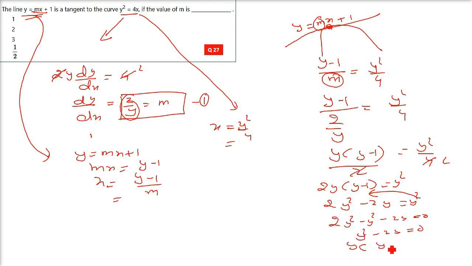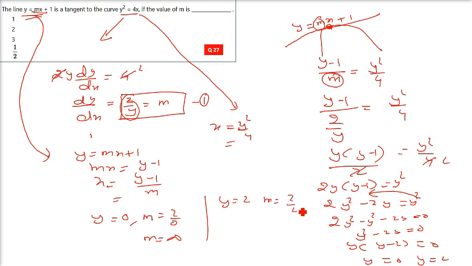You can take y common: y times (y minus 2) equals 0. So either y is equal to 0 or y is equal to 2. When you put y as 0, m is what? m is 2 by 0, that is infinite. When you put y equals 2, it's going to be 2 by 2, that is 1. So for the value of m, we have got two values, infinite and 1.